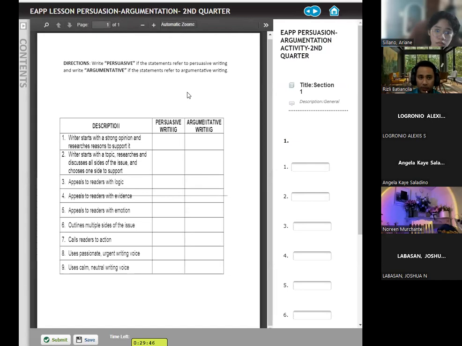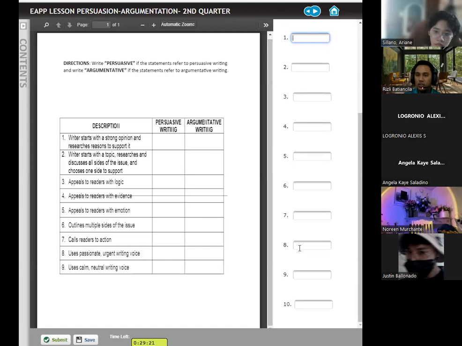So you're just going to write persuasive if the statement refers to persuasive writing, and write argumentative if the statements refer to argumentative writing. Again, ang isasagot lang po persuasive tsaka argumentative. Okay, in uppercase form. So naka-capital letters po. Dito isasagot sa mga blanks given. Okay, as you can see here, 9 items lang to. Pero yung answer sheet natin, 10. So para magka 10 points, isasagot po sa number 10 is the word bonus. Again, isusulat po natin yung word na bonus in uppercase form din.